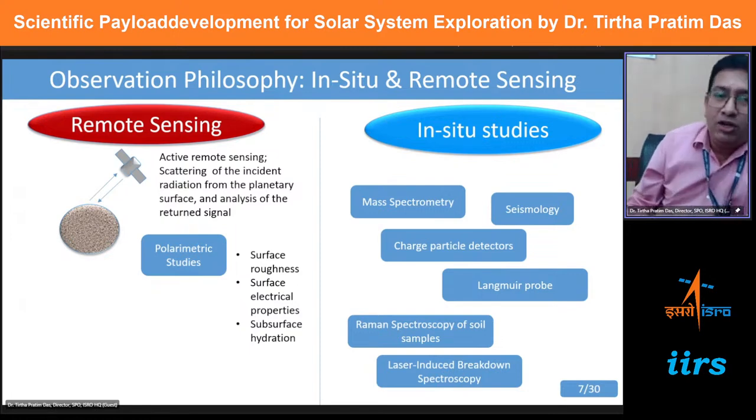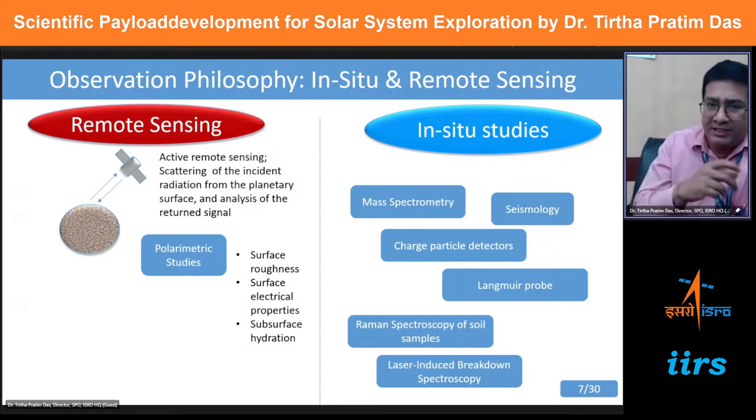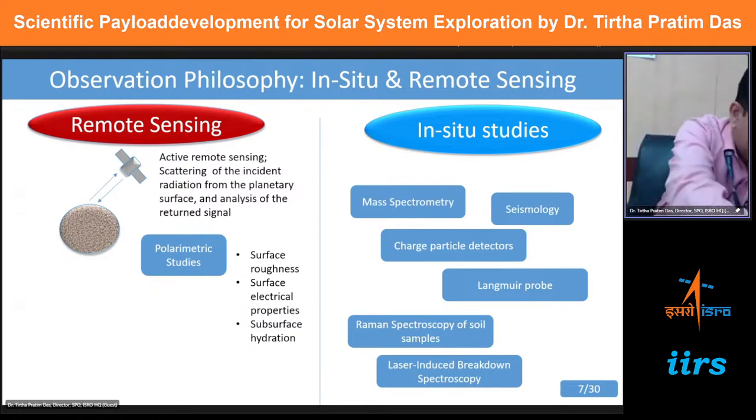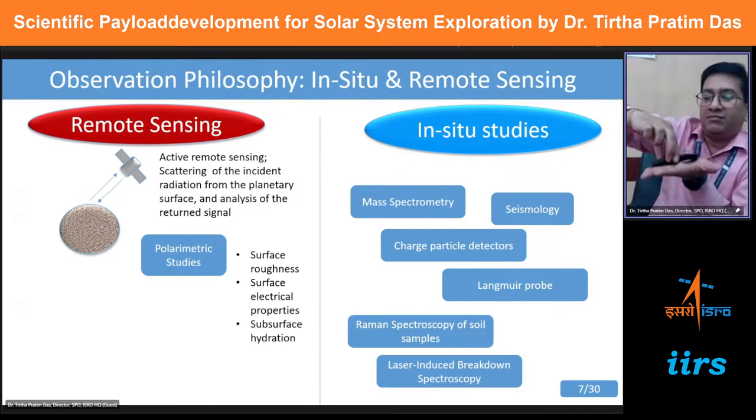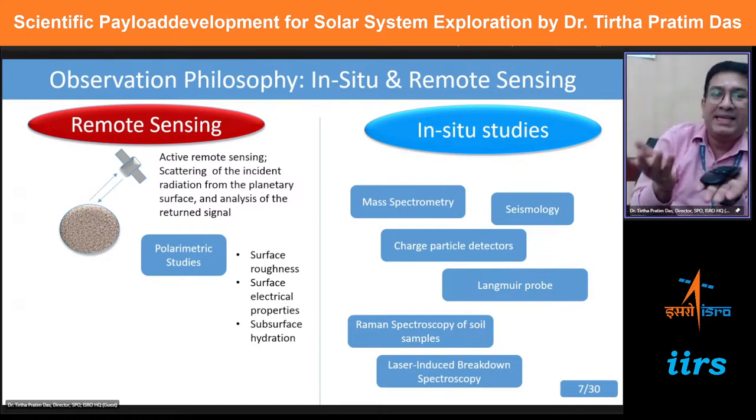Now, let me tell you about the in-situ observations. In in-situ observations, you have several techniques. Mass spectrometry, I have mentioned, wherein I already compared it with the human nose. Then seismology. Seismology is another in-situ observation. Suppose you have a small device like this, a kind of seismometer. You keep it on the surface. What is a seismometer? It is basically something which measures seismicity.